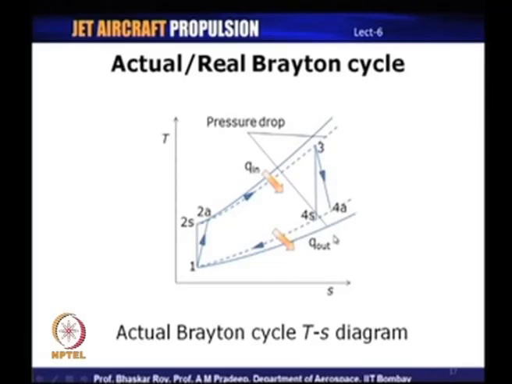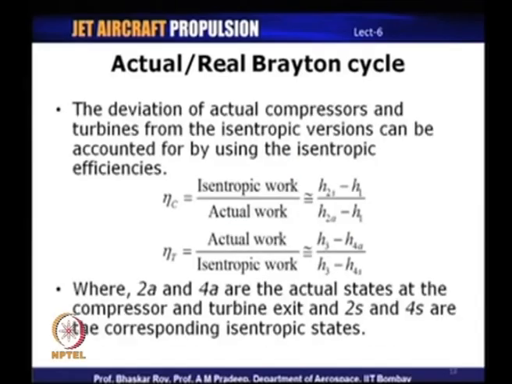So, an actual Brayton cycle, as you can see, consists of all the 4 processes: there is an expansion process, heat addition, compression, heat rejection and so on, but all the 4 processes are different from an ideal Brayton cycle. Basically, the compression and expansion processes are non-isentropic, and the heat addition and heat rejection processes do not take place at constant pressure. So, these are the fundamental differences between an actual and an ideal Brayton cycle.